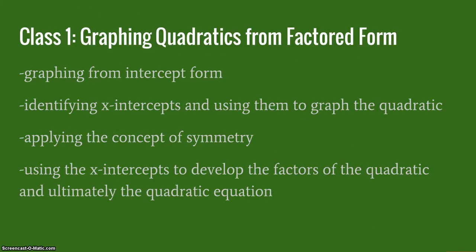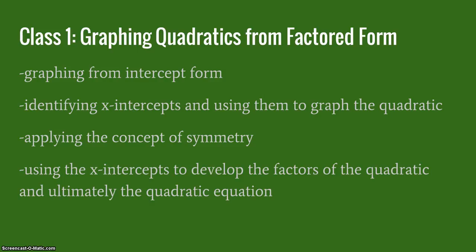Our first class then, in getting into Unit 2, was graphing quadratics from factored form. So we were graphing from intercept form, obviously finding the x-intercepts and being able to decipher where the vertex was from there. We applied the concept of symmetry. That was the one where we did that problem where we found 2 points directly across from each other on different sides of the parabola. And those were not the x-intercepts, it was 2 other points.